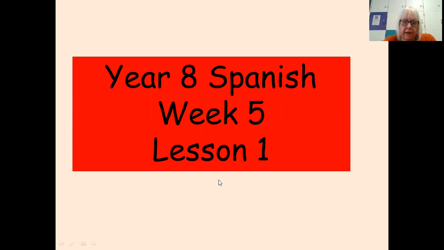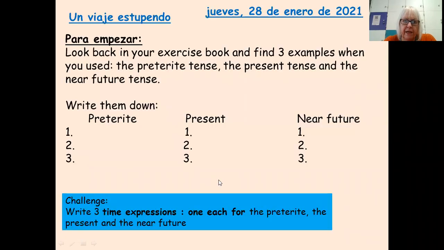So to start with, please, can you in your books write the date and the title? The date is the day you're doing the task rather than the date on the screen here. That's the day I'm recording it. Your title is Un viaje estupendo, which means an amazing journey. Write the date as well, underline it with a ruler, and when you're ready, then look at the starter.